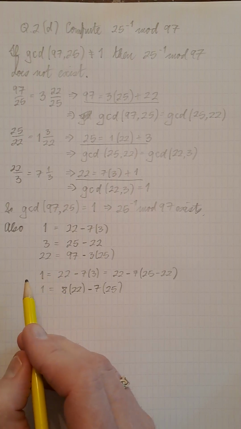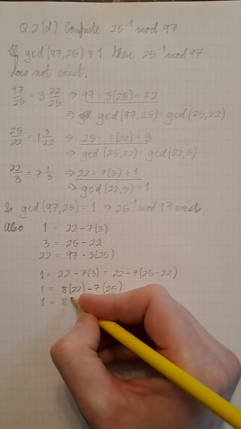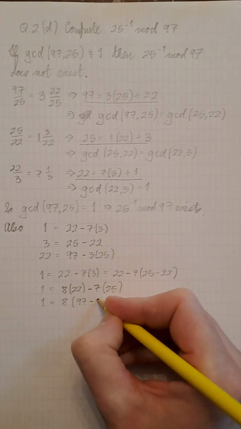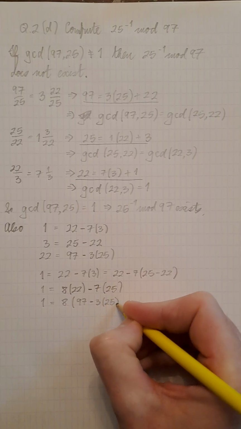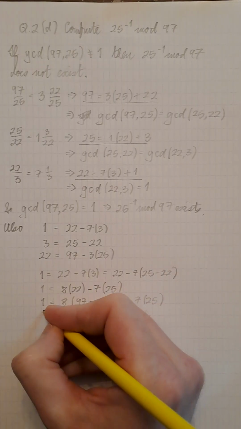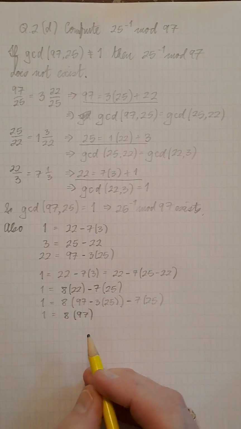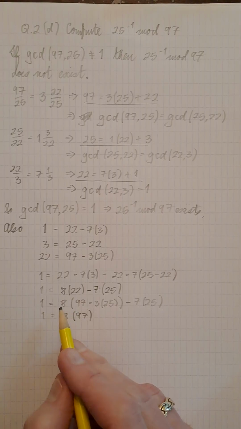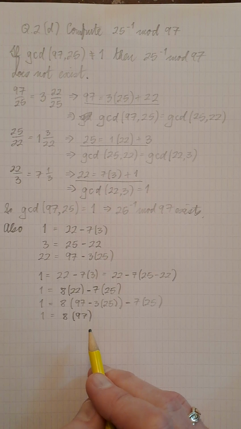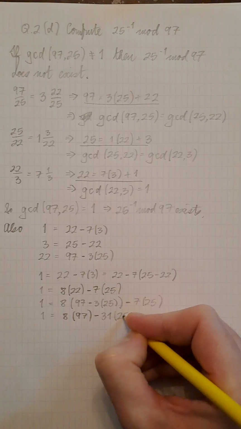From this equation here, 22 can be replaced by 97 minus 3 times 25. And there's also a minus 7 times 25. So that 1 is equal to 8 times 97. And in total, we have 8 times minus 3 is 24, and another minus 7, all multiplied by 25. So that's minus 31 times 25.